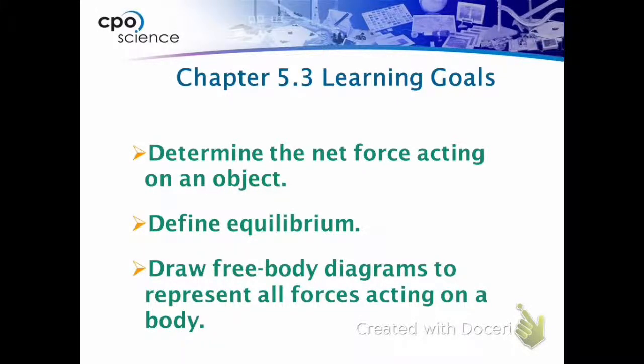Hello, Mr. Collier here. This is the final set of notes for Chapter 5. This is Section 3, Net Force and Equilibrium. There's three main objectives for this lesson. We're going to learn how to calculate net force, define equilibrium, and learn how to draw free body diagrams.